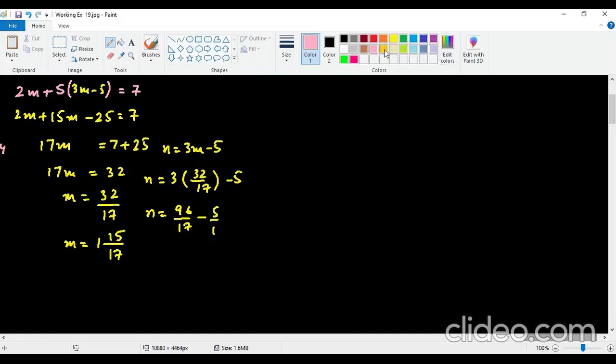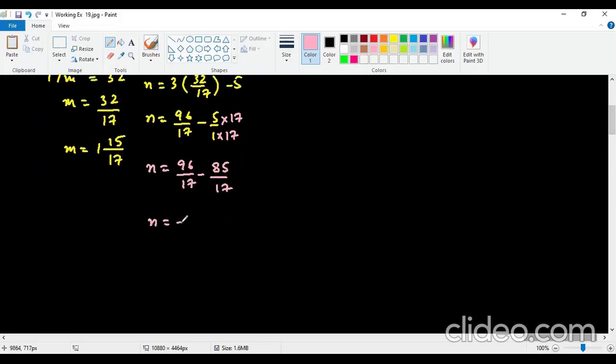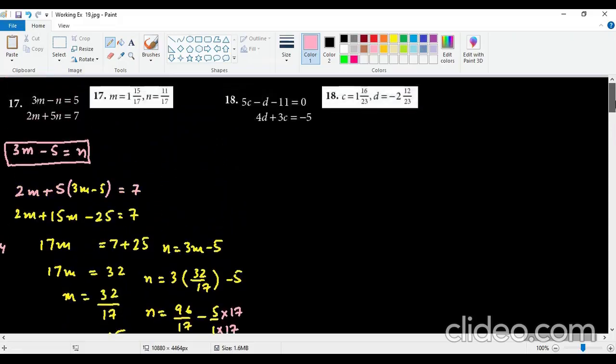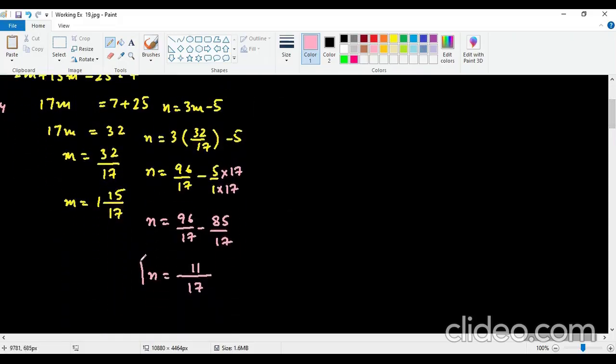we know very well when we are adding or subtracting the fractions, we have to equalize the denominator. So this is going to be multiplied by 17. So 5 times 17 is going to give us 85. 96 over 17 minus 85 over 17. Once the denominators are the same, we will write it only once. And 96 minus 85 is going to give us 11, which is the required answer. The value of n is 11 over 17 and the value of m is 1 whole 15 over 17.